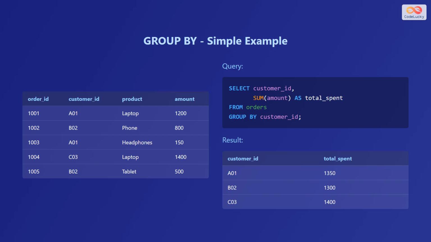The data is retrieved from the orders table. The group by clause groups the results by customer ID. As you can see in the result, this gives the total spent by each customer.